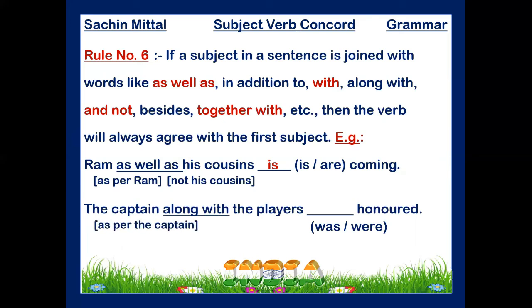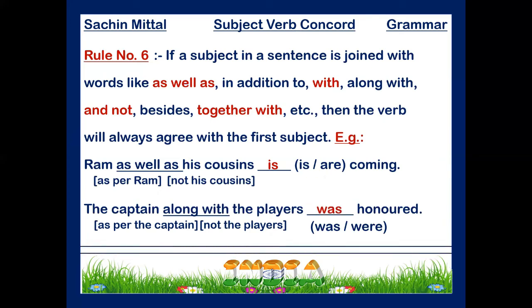The subject that comes first with these words, depending on whether it is singular or plural, the verb will be singular or plural. I hope you understand this thing. Okay, now take for example, we say Ram as well as his cousins dash coming. Now we have used the word as well as. So if we are joining Ram and his cousins with as well as, the final verb will be according to Ram and not according to his cousins.